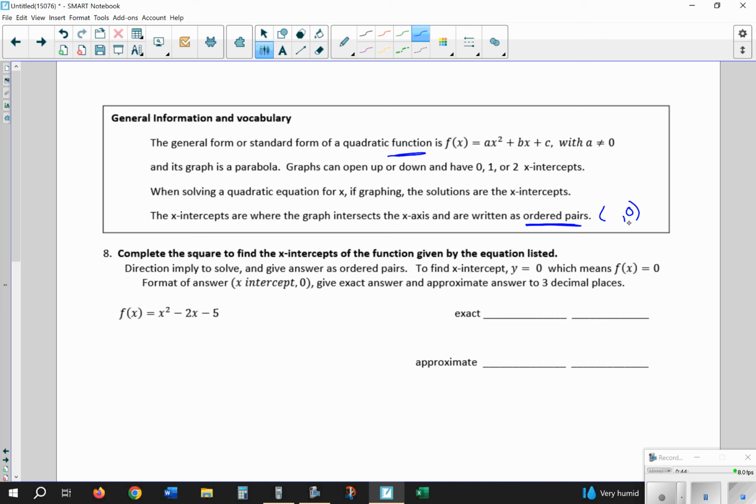So another complete the square question, and we want to find the x-intercepts of the function. Notice this one is given to us in function notation, whereas the others weren't. So directions are implying to solve. I'm telling you specifically I want you to complete the square, and I'm telling you the format of your answers. So what we have to know is what I mentioned up here, that our y is 0, which means in this case that my function f of x is equal to 0. So our first step is, let's rewrite this as 0 equals.